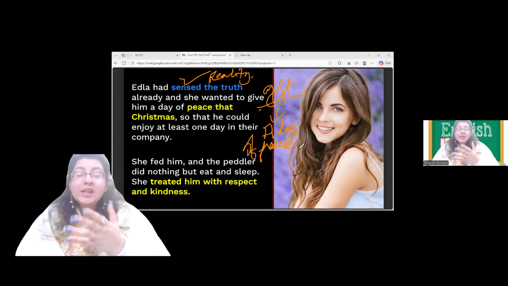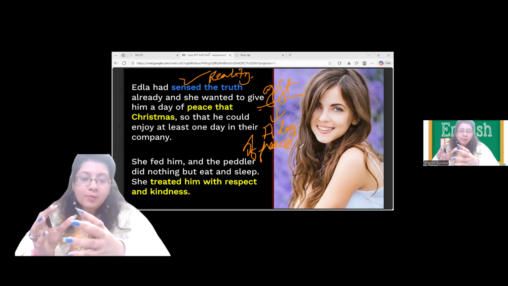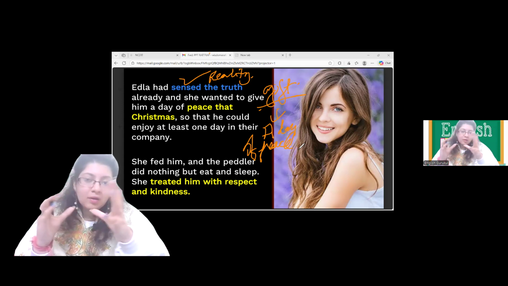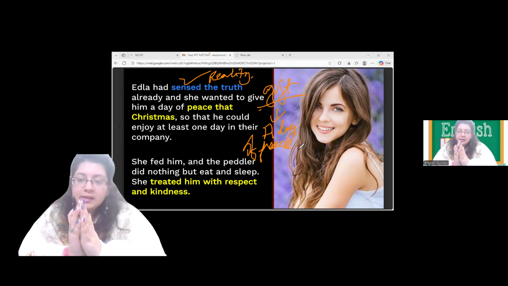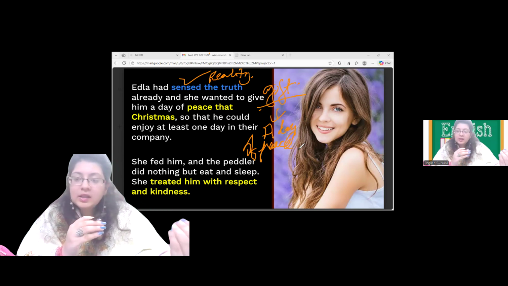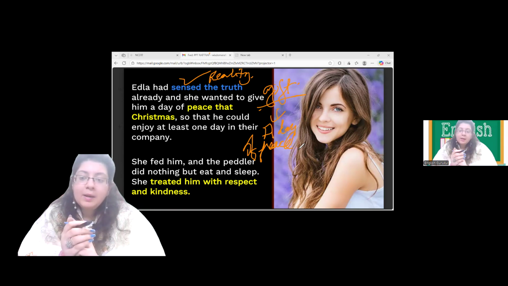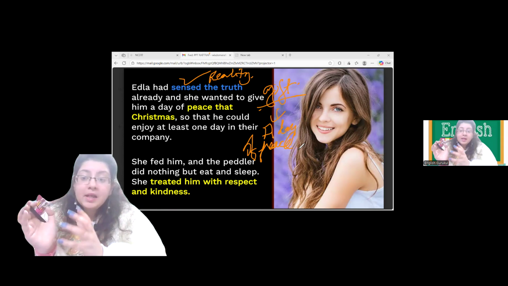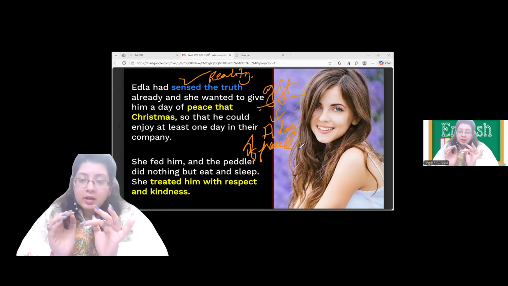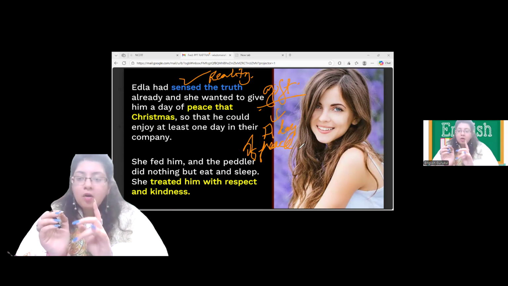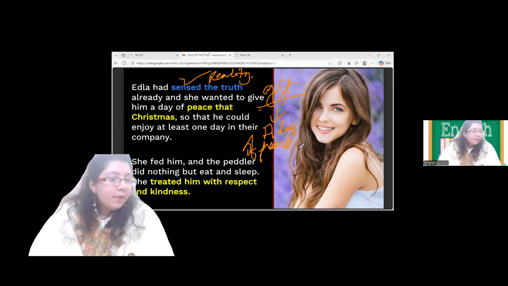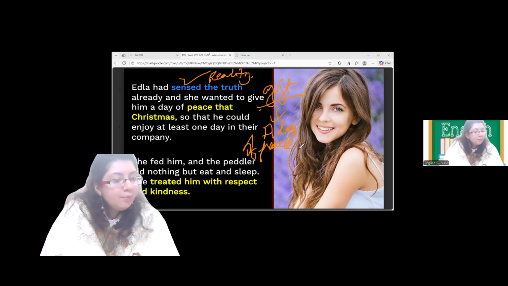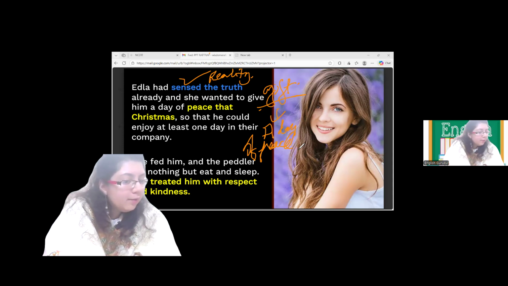How could she give him peace? She could give him peace by giving him that sense of satisfaction and the sense of tranquility that he had never seen or witnessed, right? By celebrating and by being amongst people who actually took care, I would say Edla, who took care of the Rattrap peddler, the Rattrap seller, right? So she fed him, and the peddler did nothing but eat and sleep. So what was she doing? She fed him with very nice cookies, with very nice food, right?